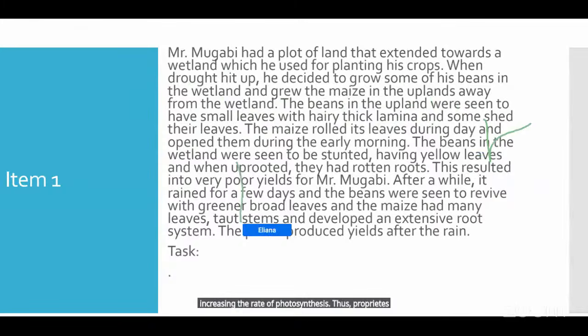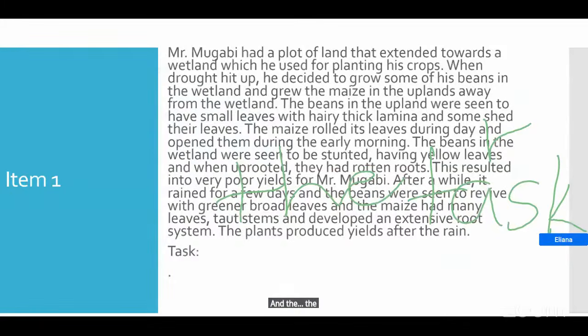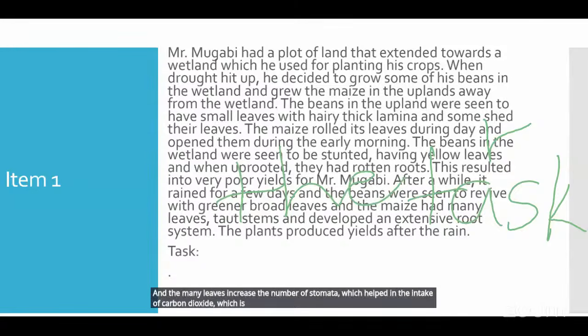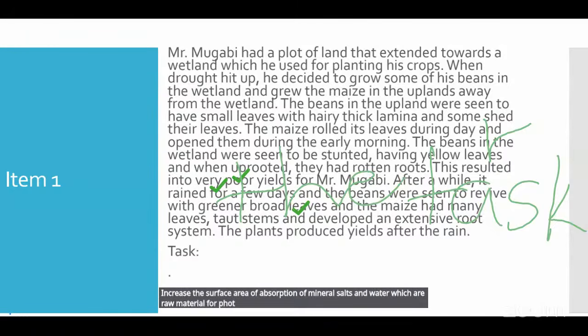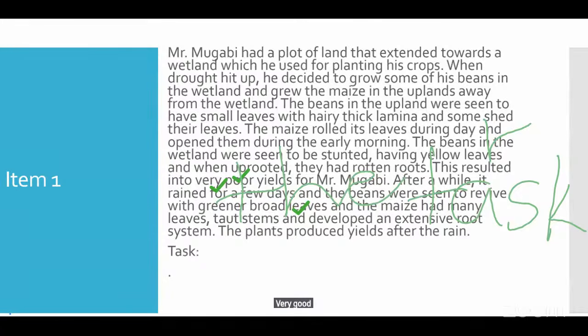Right, that's good. And the many leaves increase the number of stomata, which helped in the intake of carbon dioxide, which is a raw material for photosynthesis, thus increasing the rate of photosynthesis, hence proper yields. Yeah, that's good too. The extensive roots increase the surface area for absorption of mineral salts and water, which are raw materials for photosynthesis, hence increasing the rate of photosynthesis, thus proper yields. Very good.